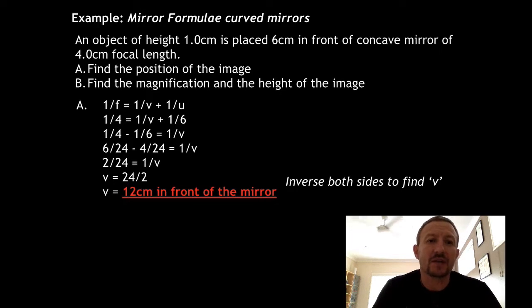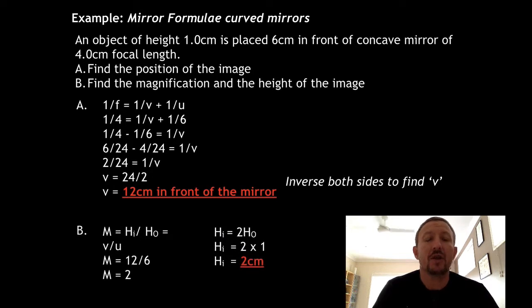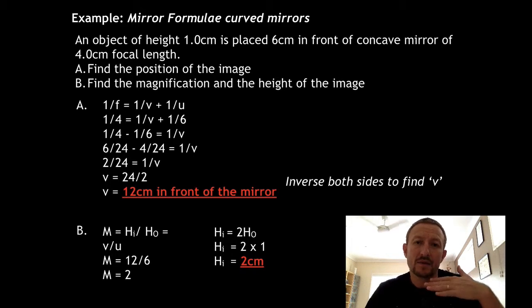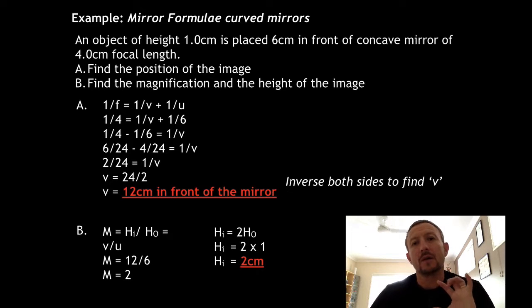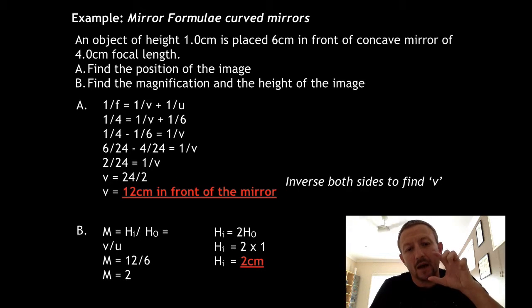Now, the next question asks us to find the magnification and the height of the image. So I use my formula m equals hi over ho, or the height of the image over the height of the object. Now I know the height of the object, but I don't know my magnification factor. So I'm going to use my values for v over u, and basically the magnification factor will be the ratio between the distance of the image from the mirror, which is 12, and the distance of the object from the mirror, which is 6. So 12 divided by 6 is 2. So it's been increased in size by a factor of 2.